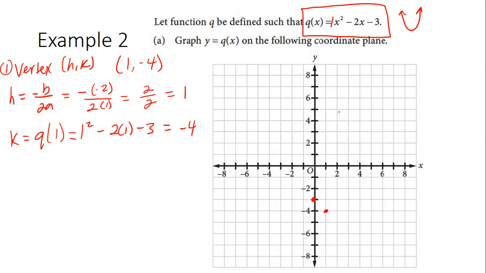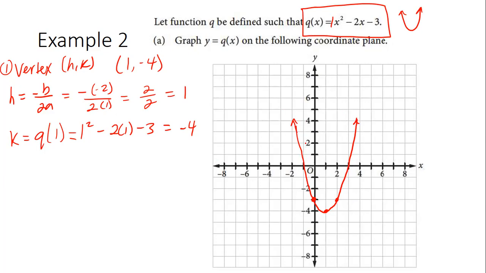All right, so now we have our vertex and now we can reflect because we have to make a parabola, right? Parabolas are supposed to be symmetrical. All right, since we plotted 1, negative 4, now we have our parabola. Wait, why are there 3 of them? How did you get 3 of them? Oh, because parabolas are symmetrical.